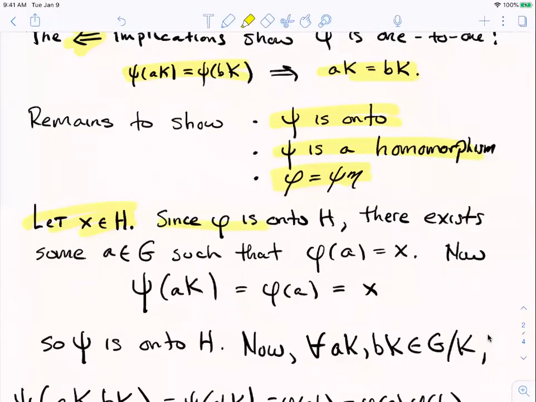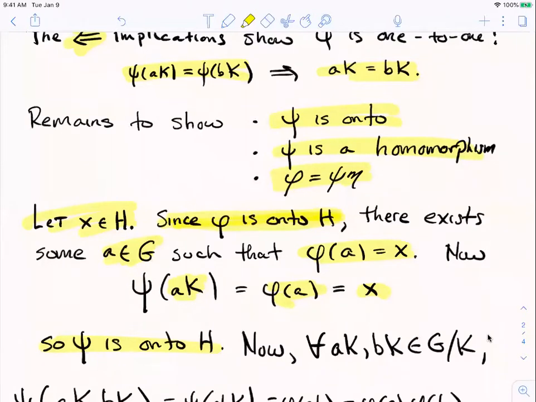Well, the function phi that we're given in the statement of the theorem is onto H. So you give me some x in H, I can find an element in the group G that phi will map to x. And that element in the group G has a coset. Every element in G has a coset. By definition, if we take psi of that coset, we get phi of a, so we get x. So psi is onto. Psi is onto because phi is.